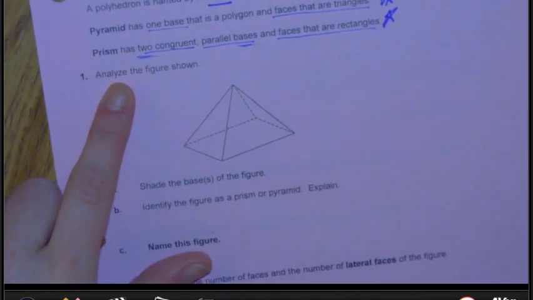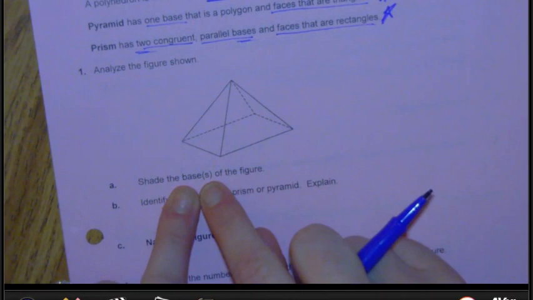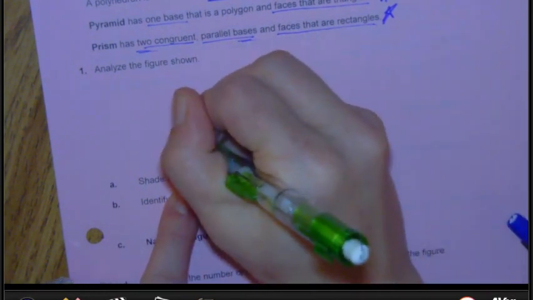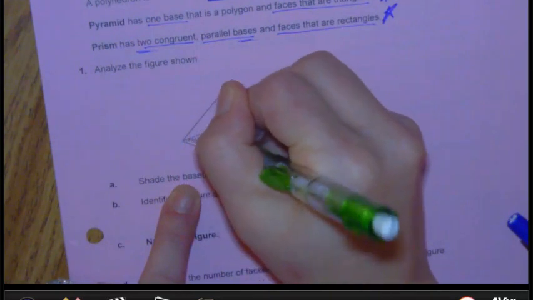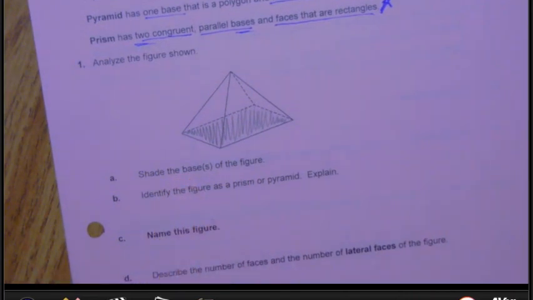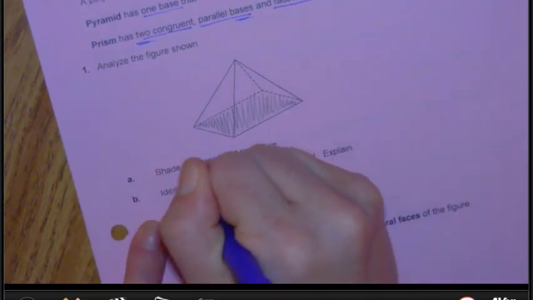All right, so we're going to take this information and answer the following questions. So 1A, I want to shade the base of my figure. So I'm going to go in and shade the base here. I see that I have a pyramid, which means I have one base, and the only shape that I see one of is my rectangle. So I'm going to take the name of my base and say rectangular.